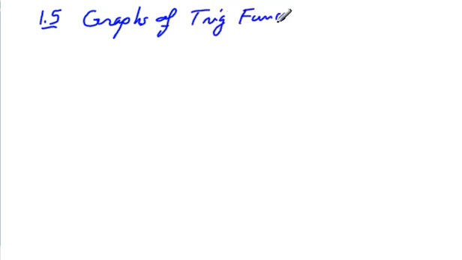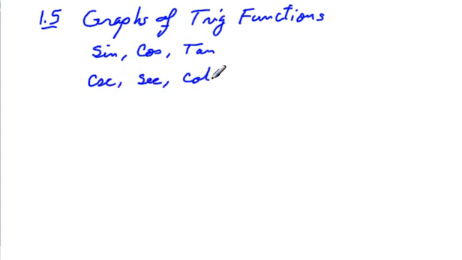So we are still on section 1.5. We are talking about graphs of trig functions. In previous lectures we have talked about graphs of sine, cosine, and tangent. What we want to do today is to talk about the graph of cosecant, secant, and cotangent.